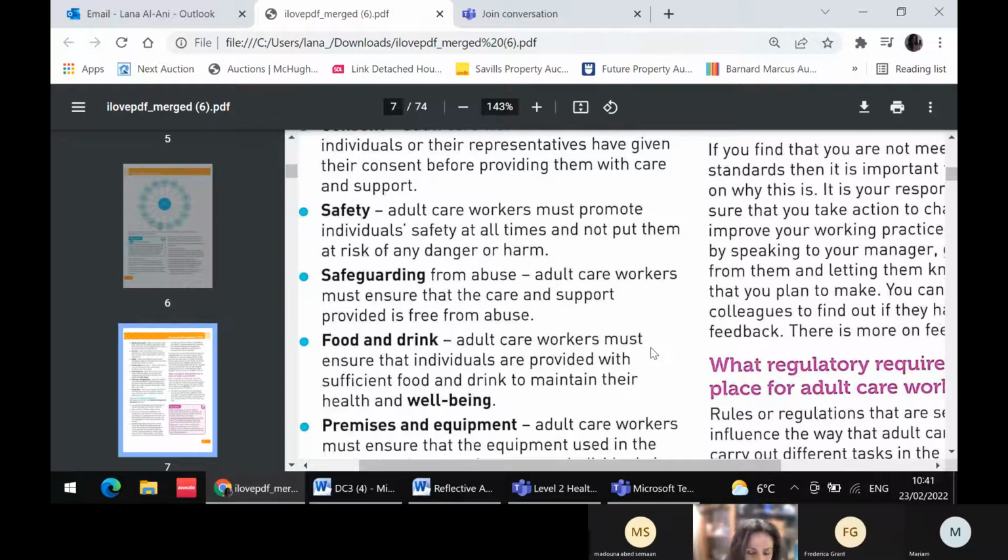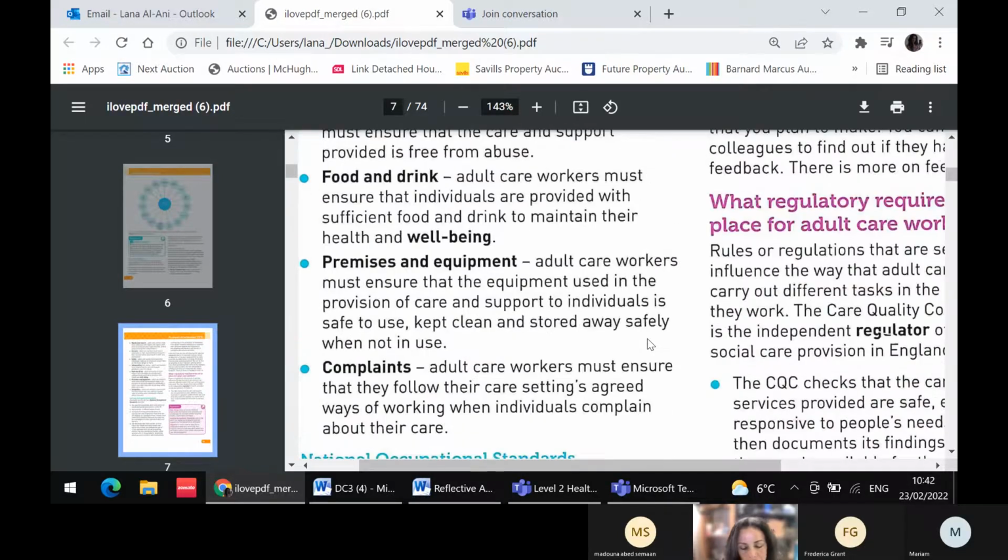Food and drink. As an adult carer, you must ensure that the individuals you are supporting are always maintained in terms of food and drink, that all their requirements are met, and also in terms of their well-being. Premises and equipment. An adult care worker must ensure that equipment used for the provision of care and support of the individual is fit for purpose, kept clean, and stored in a good way to keep it safe.